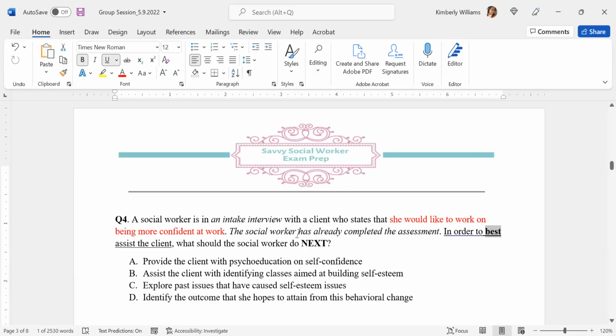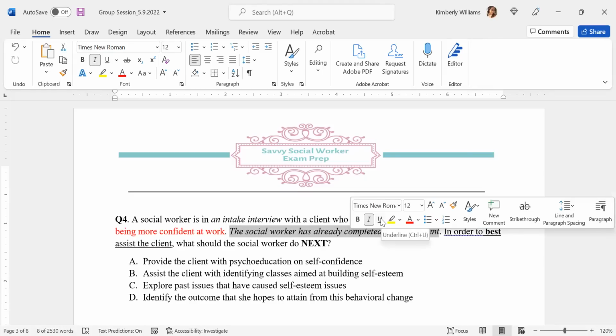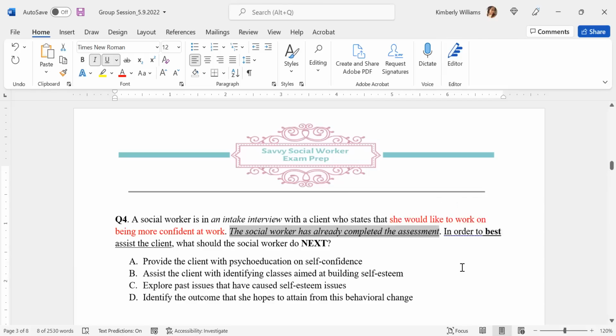I mean, what should the social worker do next? Next after what, Rochelle? You want me to tell you the answer? No, no, no. What are you doing next after? So basically it says, what should the social worker do next? Next after what? In order to best assist the client, it will be next after you complete the assessment. So it's telling you that you've already completed this psychosocial assessment. What should you do next? So you're looking for something that you do next after you complete the assessment. That's going to address this woman wanting to work on being more confident.